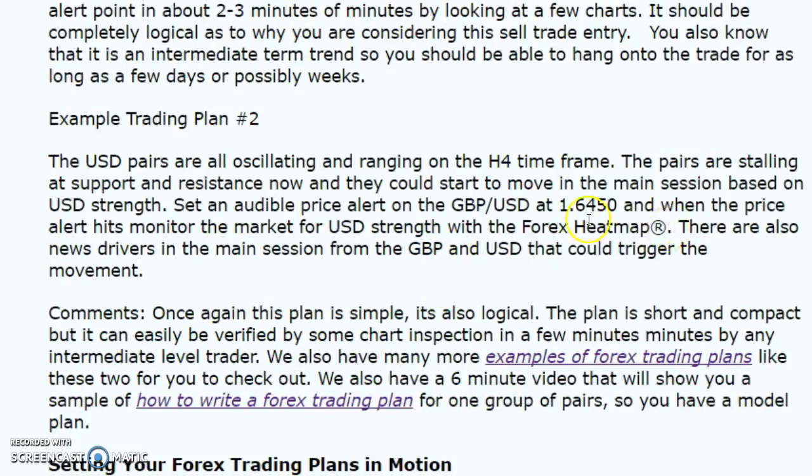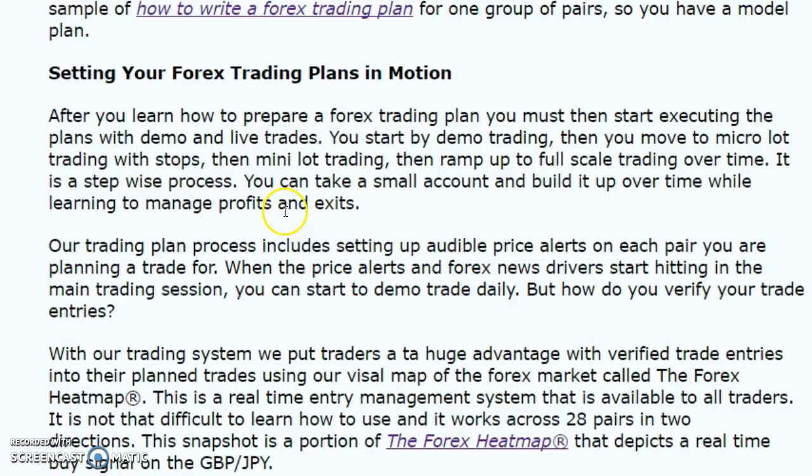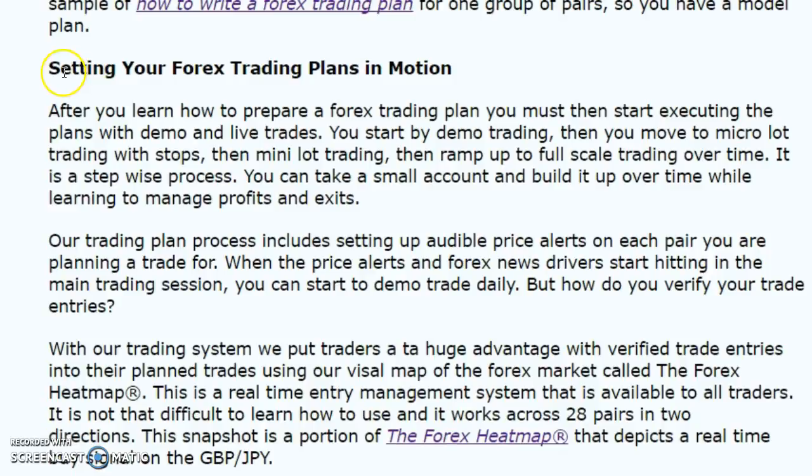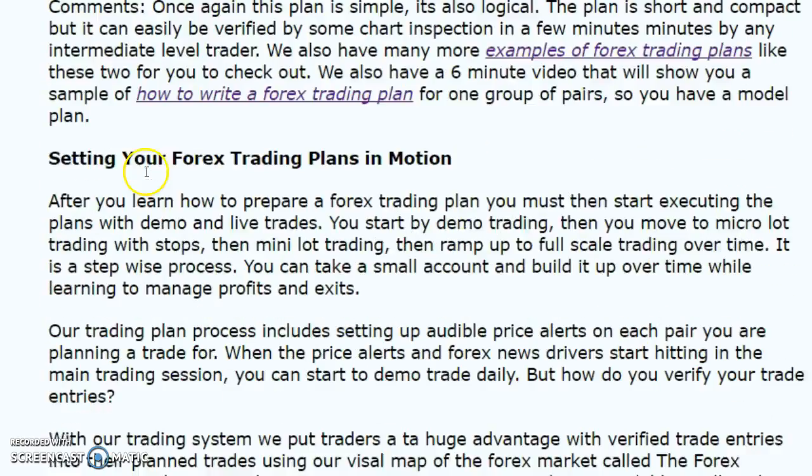pair is oscillating. We tell you where to set your price alert, and then you're looking for the USD to strengthen in the main session, so the pound, or pound weakness, for the pound USD to drop, and you'll check for pound weakness or USD strength on the Forex Heatmap. We'll show you the Forex Heatmap here in a second. So we're getting ready to do that right now. There's the Forex Heatmap right there.